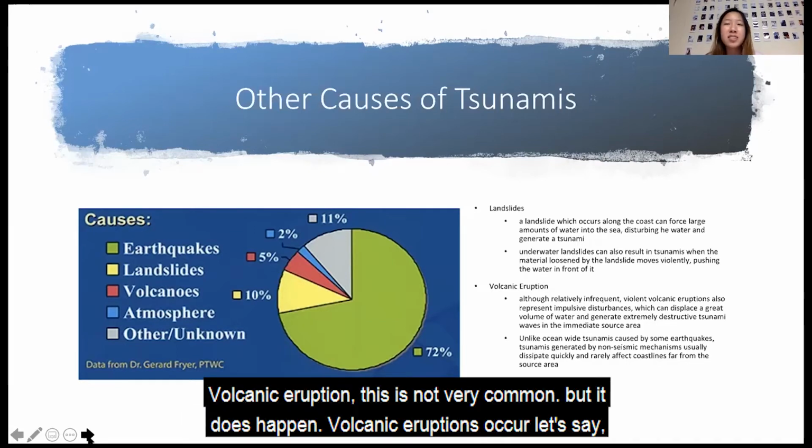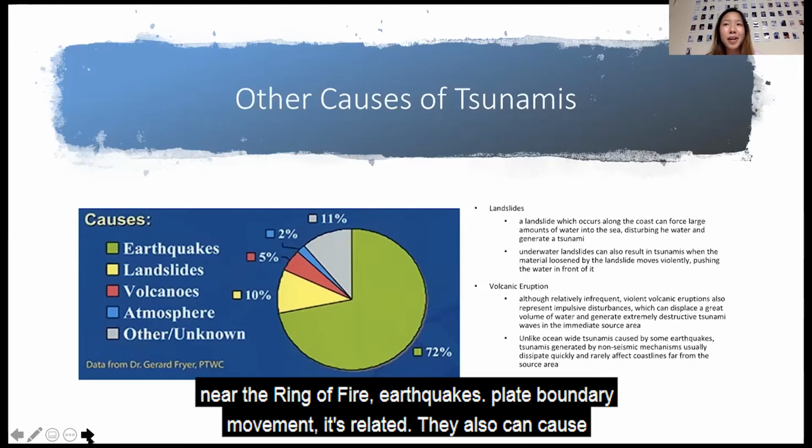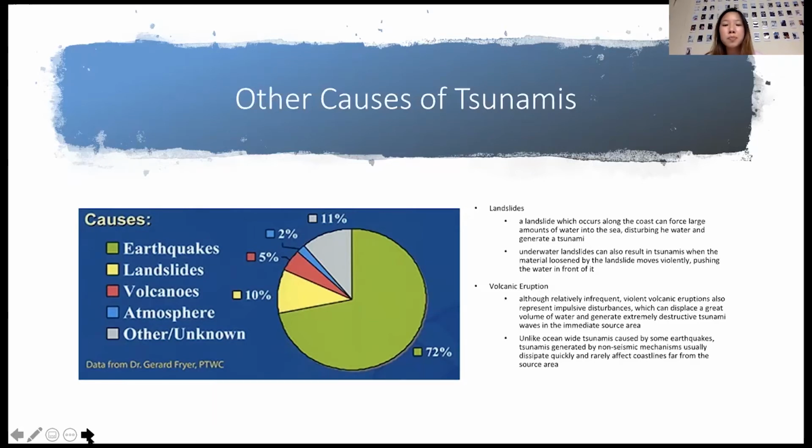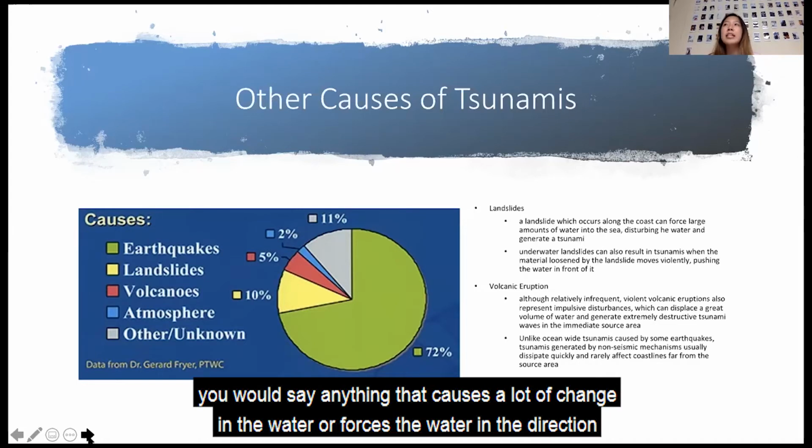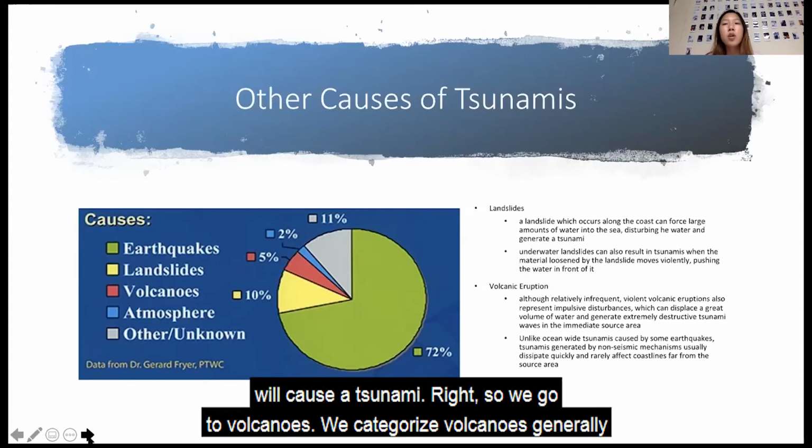Volcanic eruption, this is not very common, but it does happen. Volcanic eruptions occur, let's say, near the Ring of Fire. Earthquakes, plate boundary movement, it's related. They also can cause disturbances and then also displace large volumes of water, and as a result, tsunamis. So generally, you would say anything that causes a lot of change in the water or forces the water in a direction will cause a tsunami.